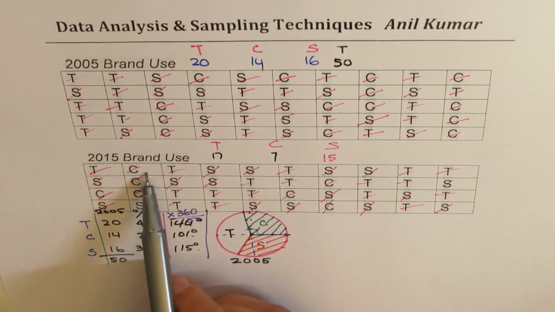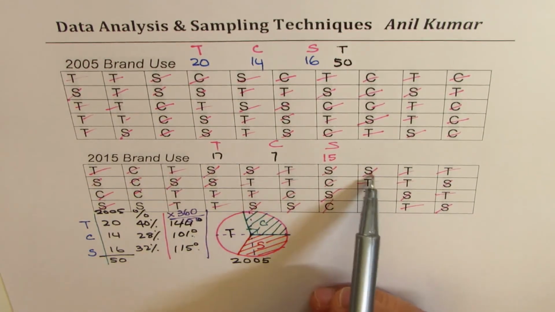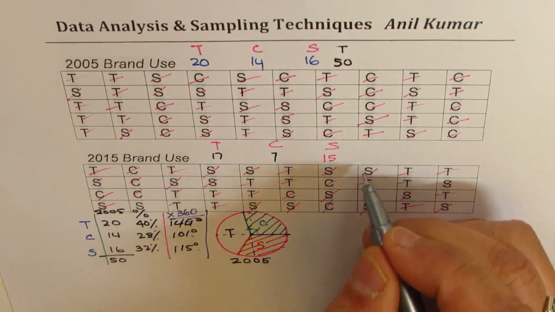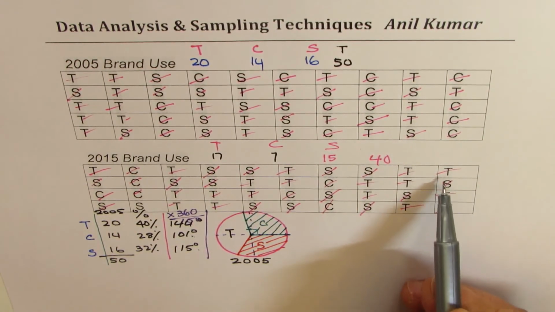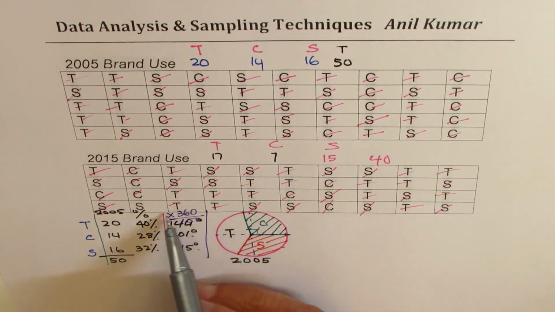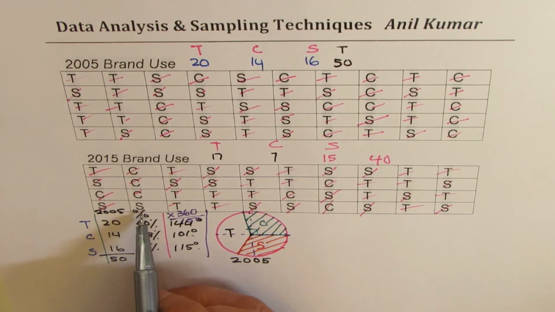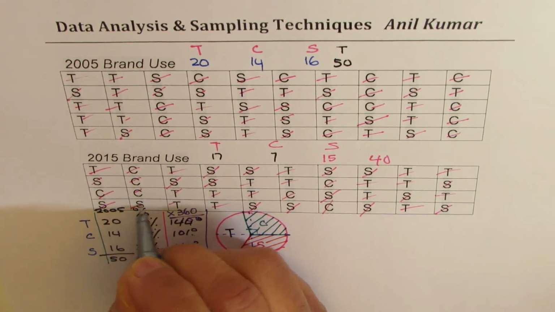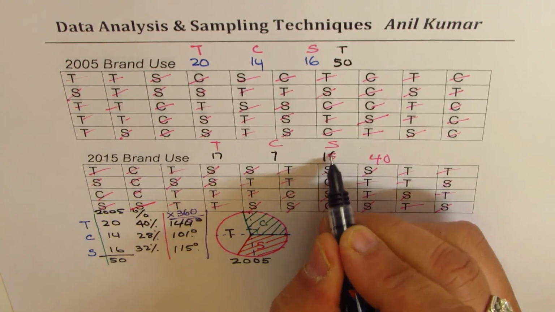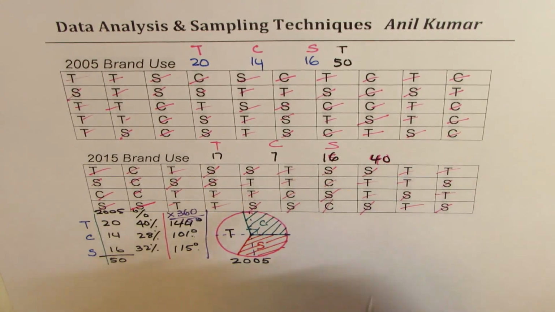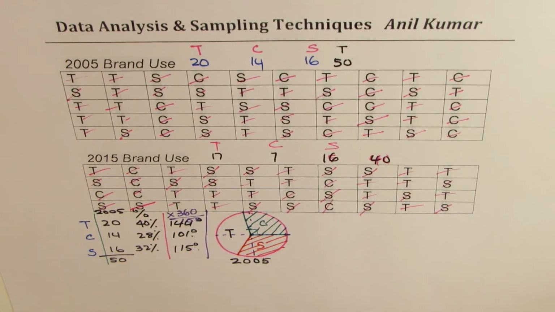The total is 1, 2, 3, 4, 5, 6, 7, 8, 9, 10, 39. We need a total of 40. Something is wrong. Did we miss something? Yeah, we have missed one S here. You see that S? So we'll mark this and increase S by 1. That becomes 16. You get an idea? So the total is 40 here. Perfect. So this technique is very good actually. If you miss something, you can get back to it without wasting much time.